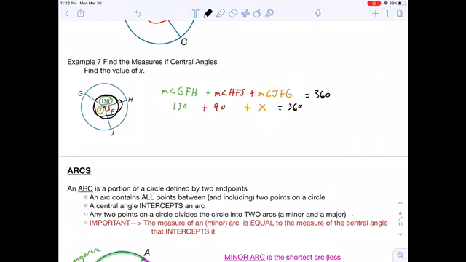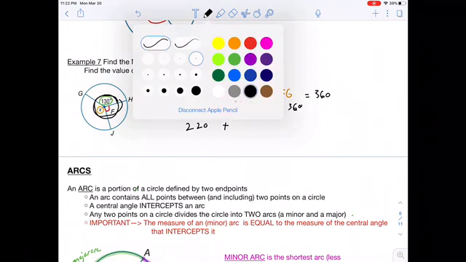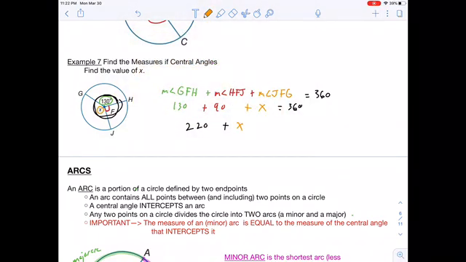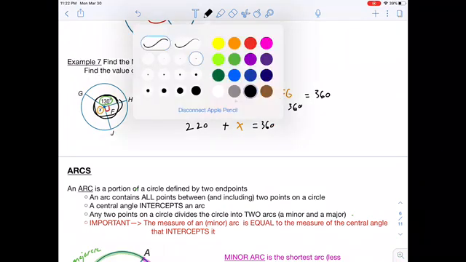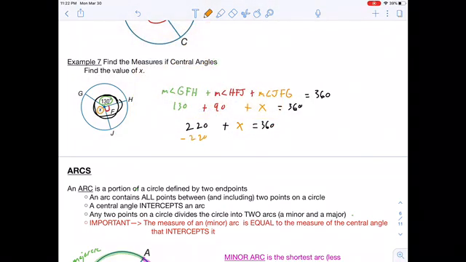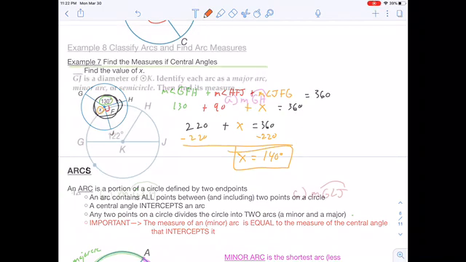So 130 and 90 gives me 220. So 220 plus x equals 360. And if I do my algebra correctly, I back out 220 from both sides. I get x equals 140 degrees.